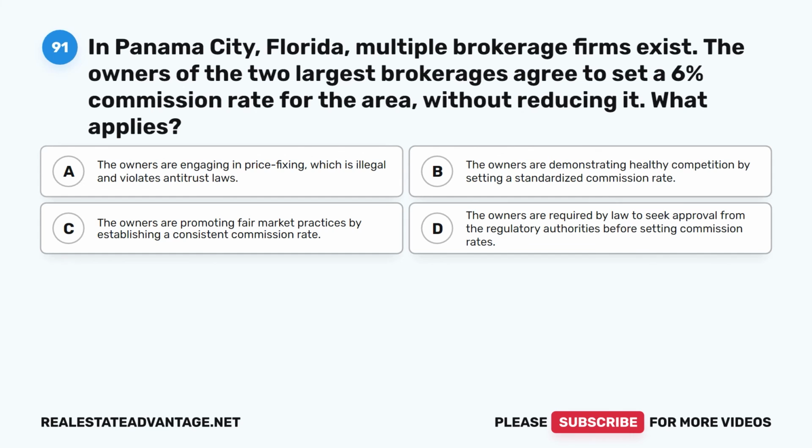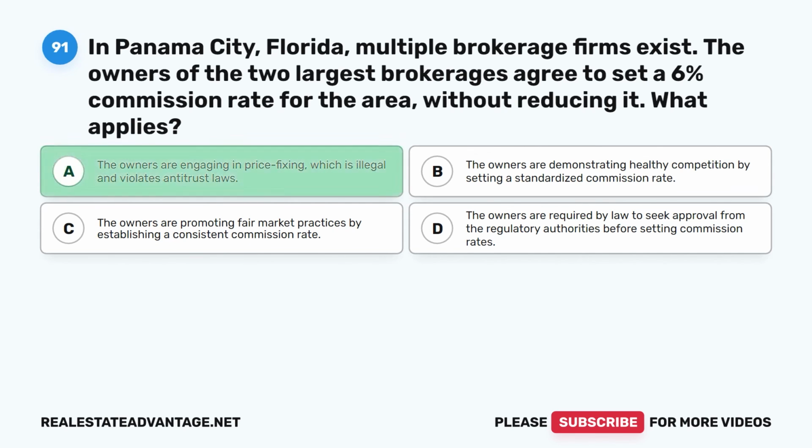Question 91. In Panama City, Florida, multiple brokerage firms exist. The owners of the two largest brokerages agree to set a 6% commission rate for the area without reducing it. What applies? A. The owners are engaging in price fixing, which is illegal and violates antitrust laws. B. The owners are demonstrating healthy competition by setting a standardized commission rate. C. The owners are promoting fair market practices by establishing a consistent commission rate. D. The owners are required by law to seek approval from the regulatory authorities before setting commission rates.